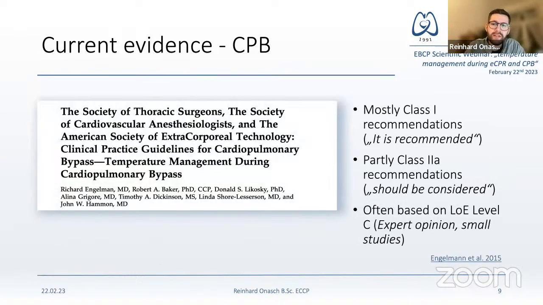The recommendations made in the 2015 guidelines are mostly strong recommendations. These recommendations are mainly based on a level of evidence C and are retrieved from expert opinions or smaller studies. Afterwards, we will learn more about the content of these guidelines from Clint Corby.